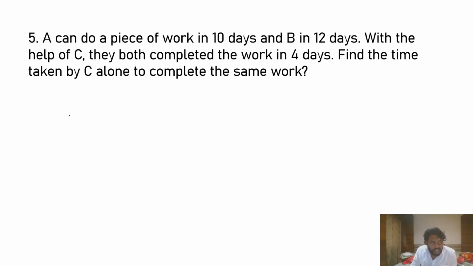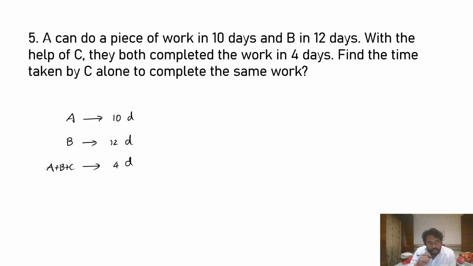A can do a piece of work in 10 days, B in 12 days, and what is given there? With the help of C, they completed the work in 4 days. Find the time taken by C alone to complete the same work. With the help of C, that means all three people, A, B and C, worked and they are able to complete the work in 4 days.